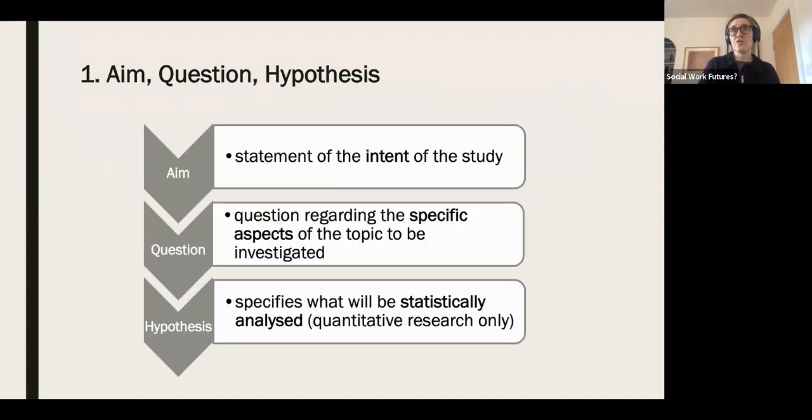So following your review of literature and identification of a gap, you formulate an aim, and the aim sets out what you hope to achieve, what gap in knowledge you intend to address. While the question focuses on what aspect of this topic you will address, so it's a tighter focus, and it could be qualitative or quantitative. And if you're undertaking quantitative research, you may then go on to form a hypothesis depending on what type of research you're undertaking, and I'll say more about this later in the presentation.